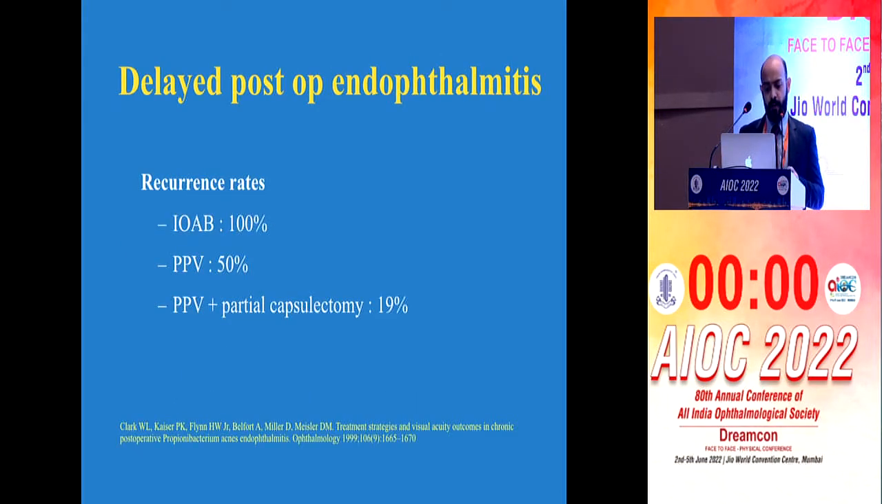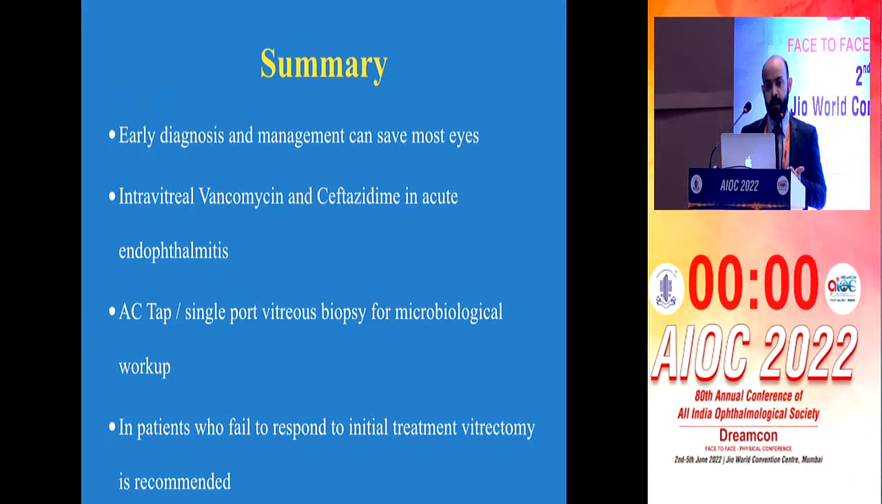Delayed post-op endophthalmitis, again, needs a pars plana vitrectomy and also sometimes lens removal, explantation, because with only injections, they have a very high recurrence rate. So to summarize, early diagnosis and management can save most eyes. Intravitreal injections, vancomycin and ceftazidime, are still used in acute endophthalmitis, unless we are suspecting gram-negative, when we use imipenem. AC tap or a single port biopsy is good for microbiological workup. And in patients who fail to respond to initial therapy, there is no use of doing another injection. We have to go for a vitrectomy immediately.